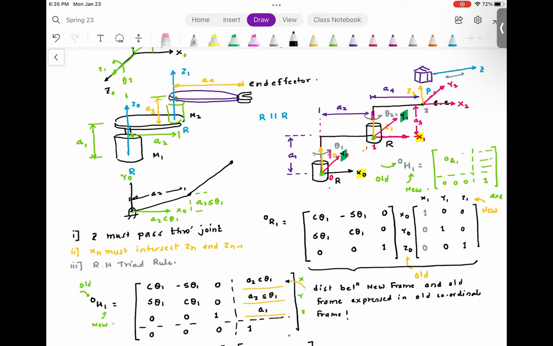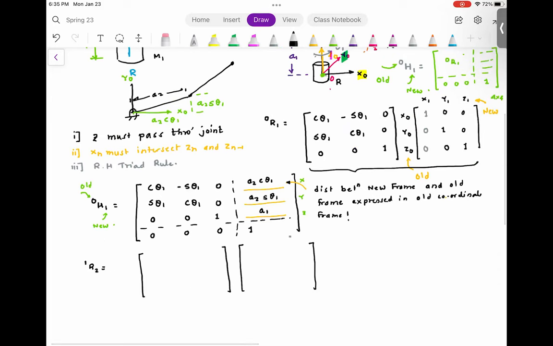So I will go ahead and write this rotation matrix. Cosine theta 2, minus sine theta 2, 0; sine theta 2, cosine theta 2, 0; 0, 0, 1. I need to do the same thing. Never ever forget the projection matrix. So you have the new frame. New frame is x2, y2, z2. Old frame is x1, y1, z1. Do you agree with me?